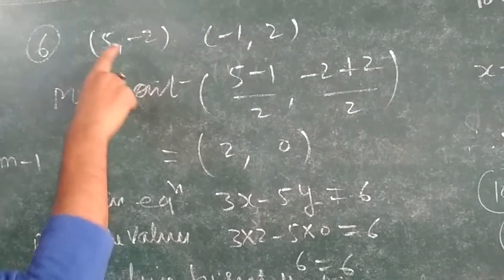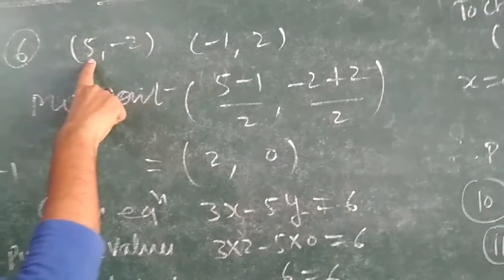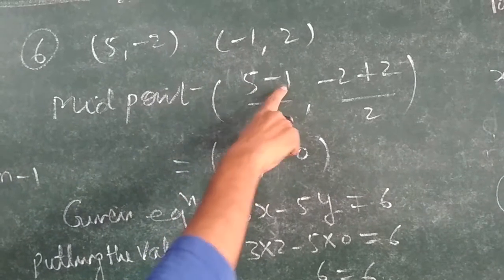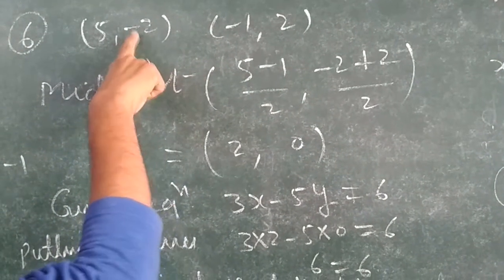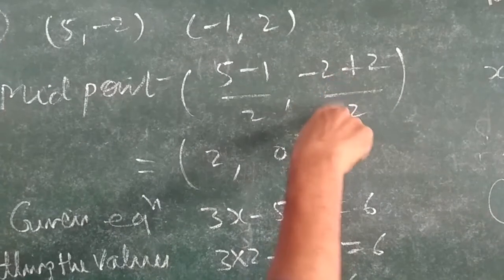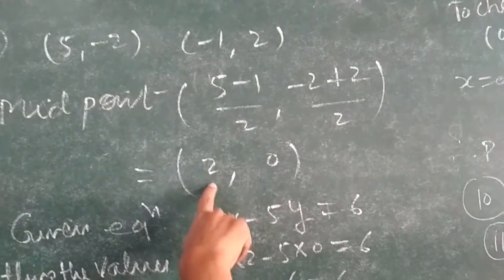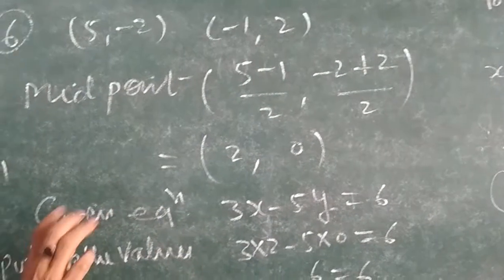So we put the values. This is your x1 and x2. 5 minus 1 upon 2, x1 plus x2 upon 2, then y1 plus y2 upon 2. Then on solving we get the value (2, 0).